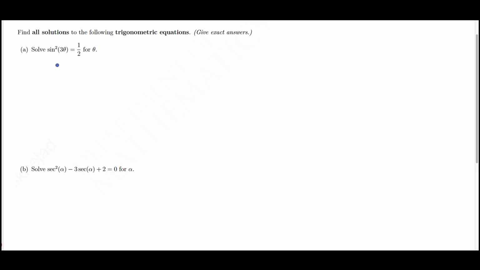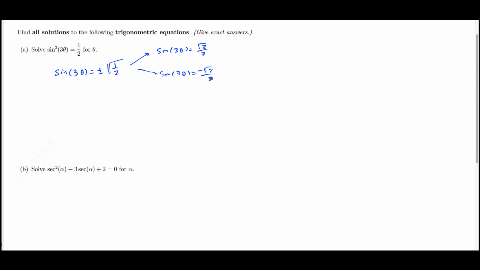The first one is telling you to solve sine squared 3 theta equal to 1/2. To solve for theta, the first thing I want to do is solve for one of the trig values of theta, and in this case that is sine. So I'm solving for sine 3 theta, and my options are plus and minus the square root of 1 over 2, which is square root of 2 over 2. So either I get sine 3 theta equal to square root of 2 over 2, or sine 3 theta equal to negative square root of 2 over 2.